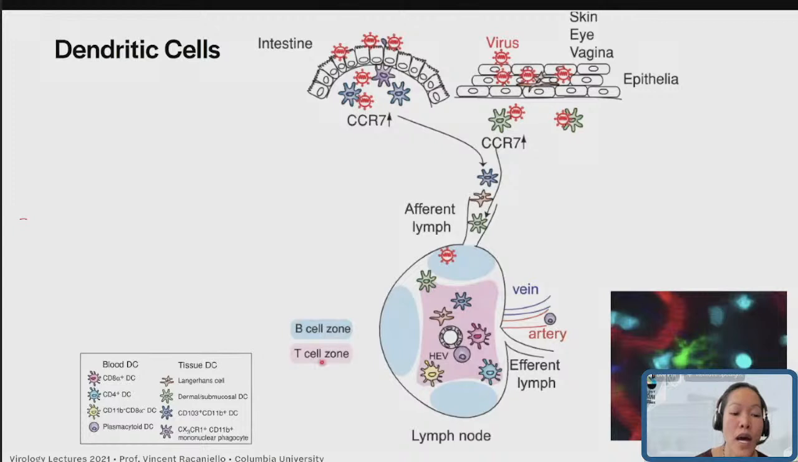So although we always say dendritic cells, napakaraming type ng dendritic cells. Merong dendritic cells sa blood, may dendritic cells sa tissues. And dendritic cells sa blood, nagdadala ng CD8, CD4, CD11, plasmacytoid. Sa tissue naman, may Langerhans, dermal, CD103, really a lot. So I just want to stress na ganun karobust yung katawan natin. And any host, especially human cells, is very, very robust in combating any virus infection.